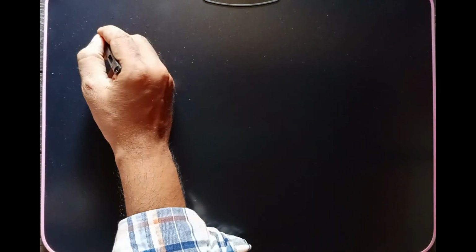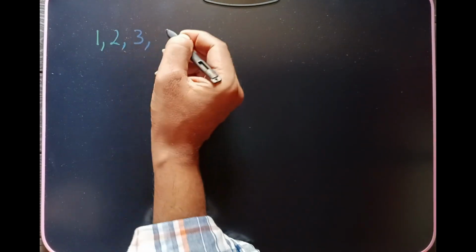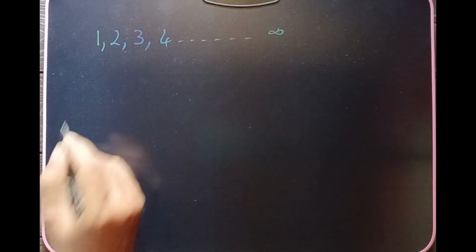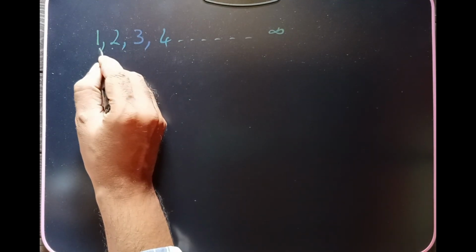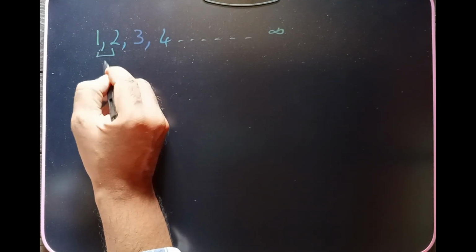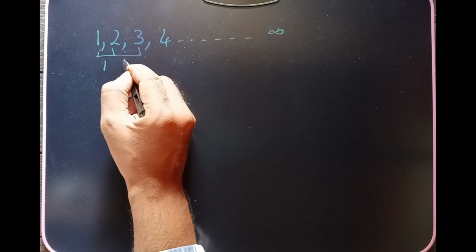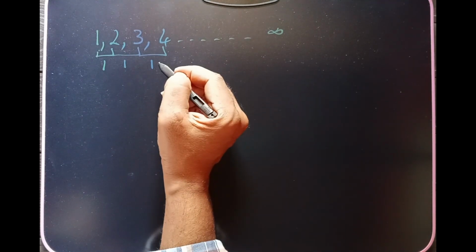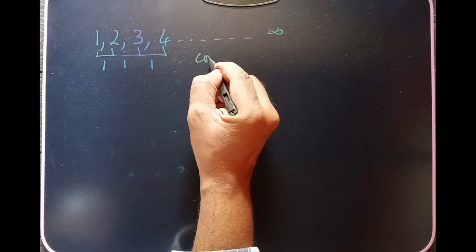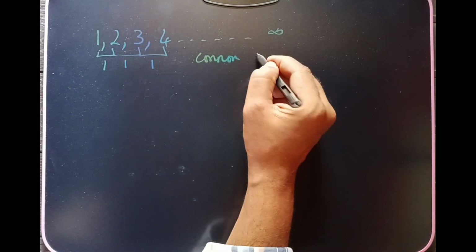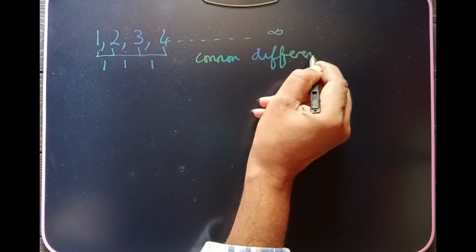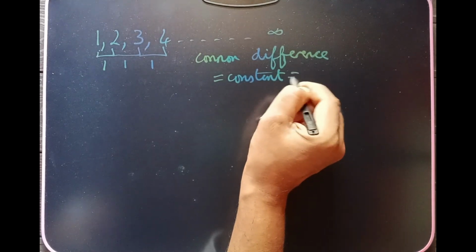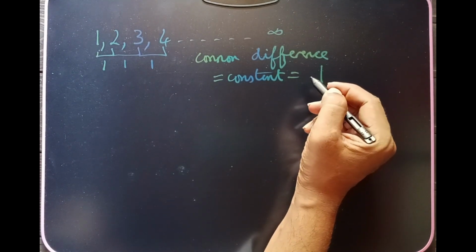If you have a sequence, for example, the simplest sequence, 1, 2, 3, 4, till whatever term, infinity maybe. The difference between 2 and 1 is 1. Between 2 and 3, the difference is 1. Between 3 and 4, the difference is 1. So you have a common difference here. This common difference is a constant, and in this particular case, it is 1.